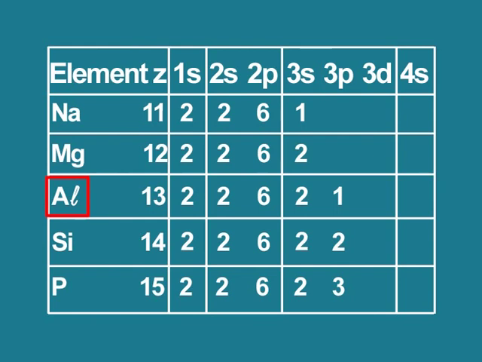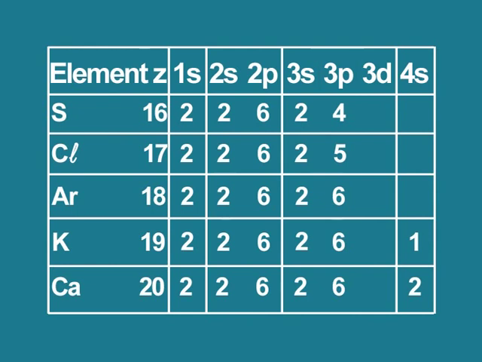Next is aluminium with atomic number 13. Its electronic configuration is 1s2, 2s2, 2p6, 3s2, 3p1. Similarly, electronic configuration of other elements can be written as shown on the screen.